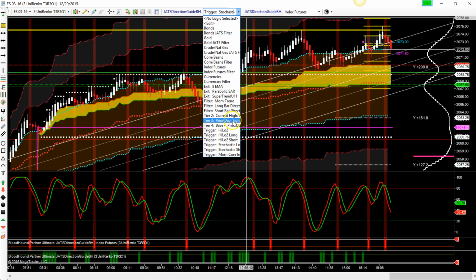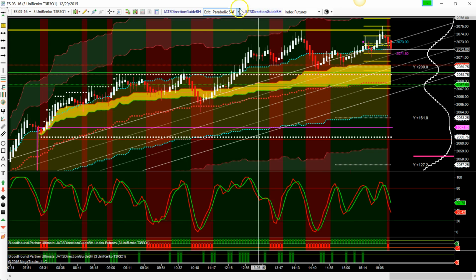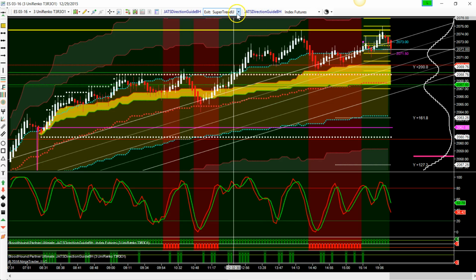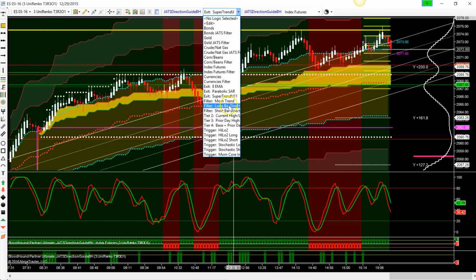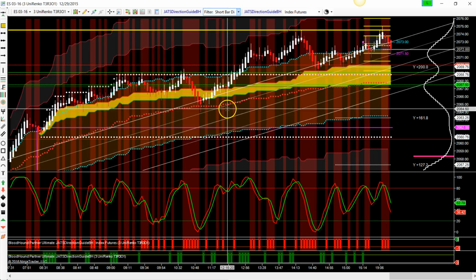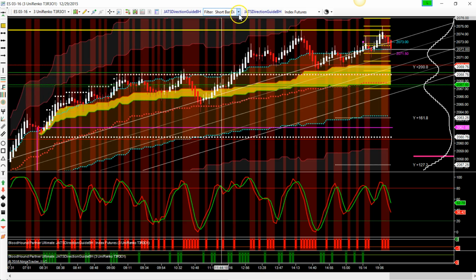And there are some exit signals to use for the automated trading strategy: an 8 EMA, parabolic SAR, and the SuperTrend indicator, as well as filters if you just want to go long and take any long signal. I have a filter for that. And if you just want to take a short signal at any time, you can elect to put it on short.